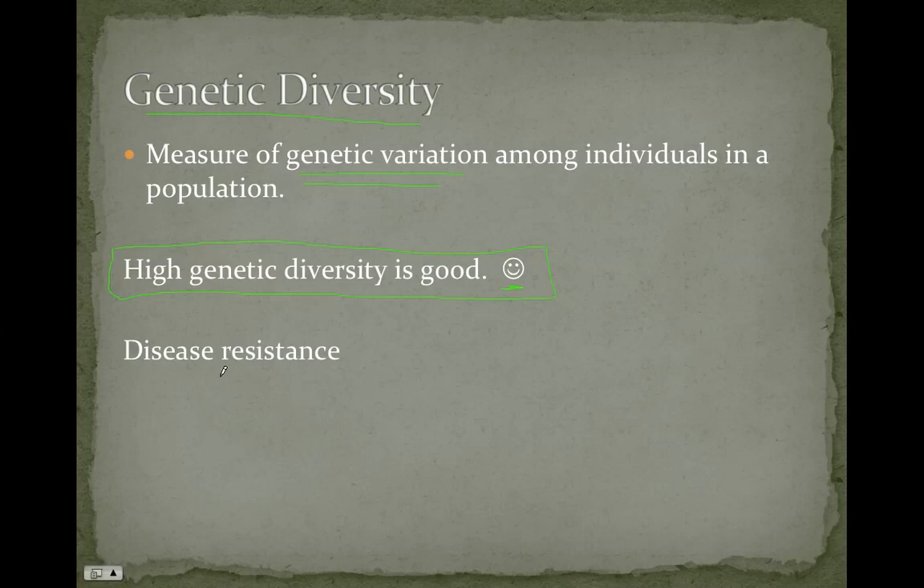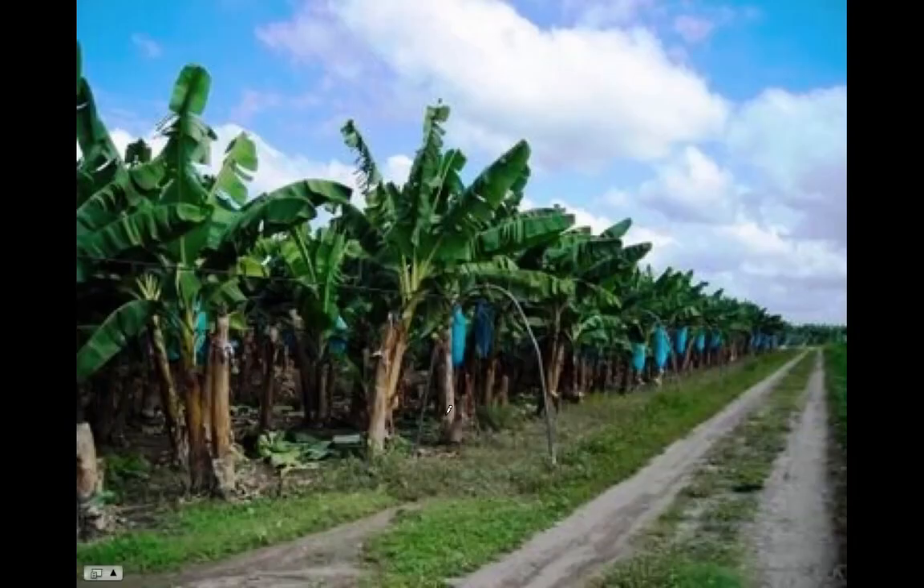With high genetic diversity comes a lot of benefits, but one example is disease resistance. If we look at this crop right here, these are all banana plants, and all banana crops are clones of each other. So each tree that you see here, they're all clones of each other, exactly genetically the same. And that's a problem because there's low genetic diversity. Disease can wipe out a whole population of banana plants, or any species for that matter.